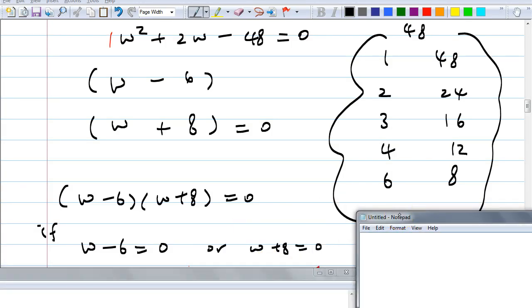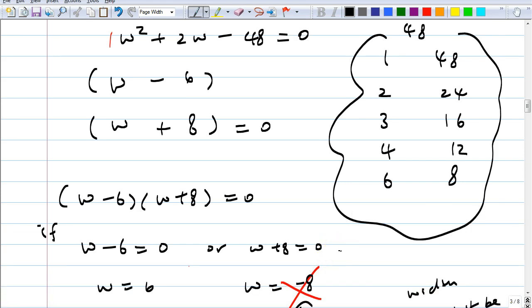Okay, so then what do we do next here? Samira? Right. And so we get W equals 6, or W equals negative 8. Okay, guess what? Negative 8, I'm going to cross it out. Why? Because you cannot have a width that is a negative number, right? So since we have two choices and one of them cannot possibly be the answer, it's got to be 6, correct? Does that make sense? You can't have W be negative 8.